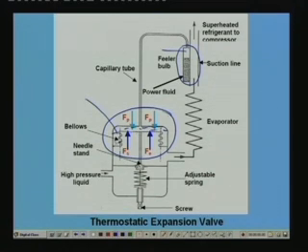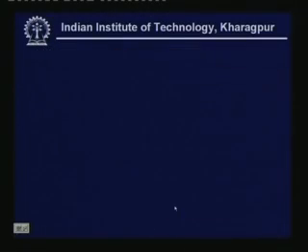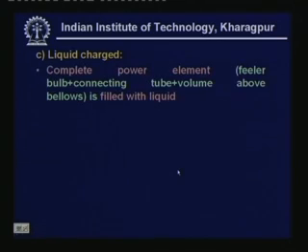Once it condenses in liquid form here, this will lose the sensitivity. Okay, so it will not respond properly to the suction line temperature. Okay, so this has to be avoided. That means this portion should not be colder than this portion. Okay, then finally you have what is known as the liquid charged.